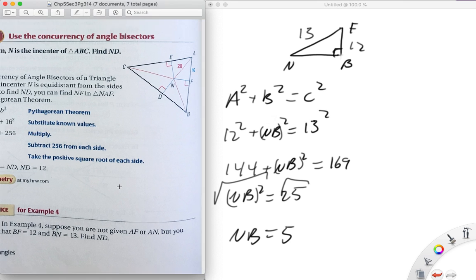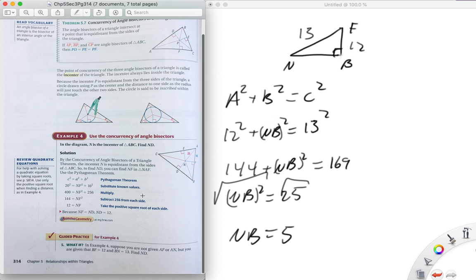Okay, so with the incenter we can use the Pythagorean theorem quite a bit and solve for various sides.